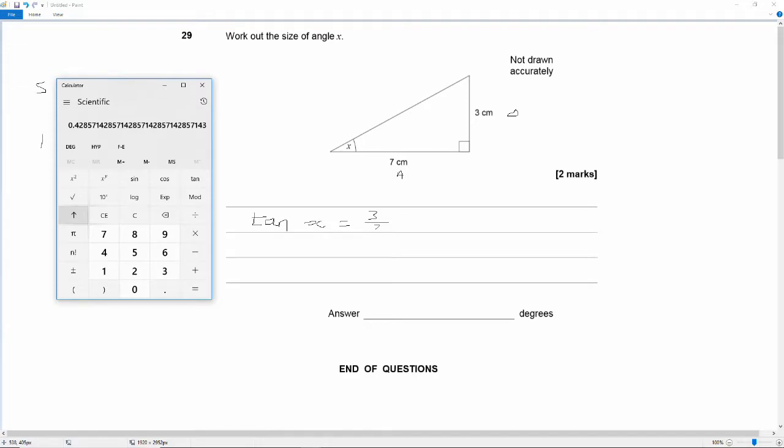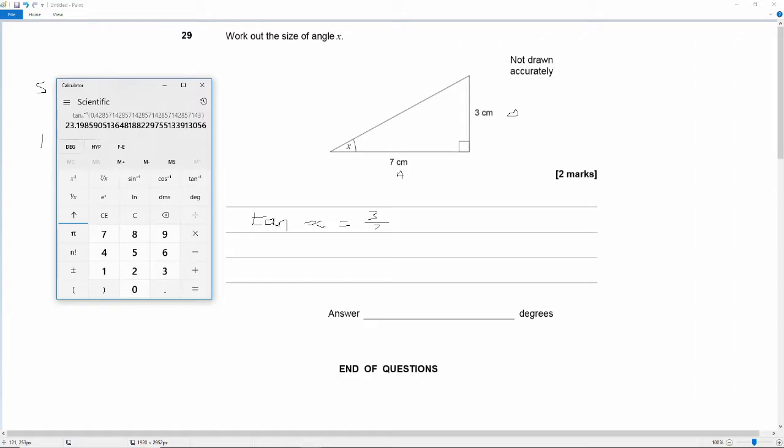So for my calculator I have this up arrow that gives me the other function, but you might have something different, and then that gives me my tan to the power -1 or arctan. Your calculator might say arctan or tan with a -1 above it. And if I press that and making sure I'm on degrees, I get an angle of 23.198.